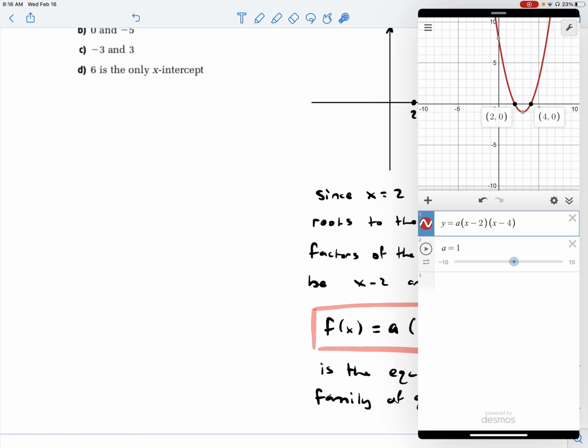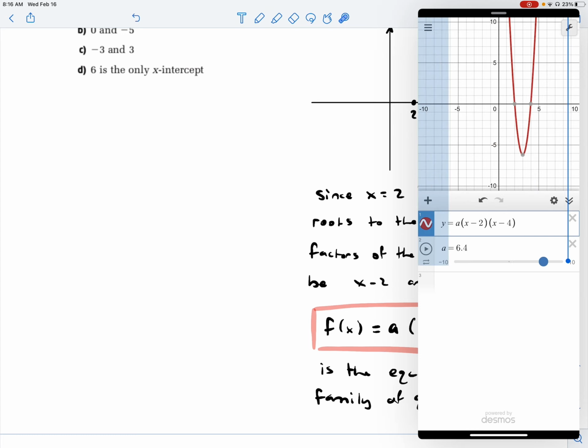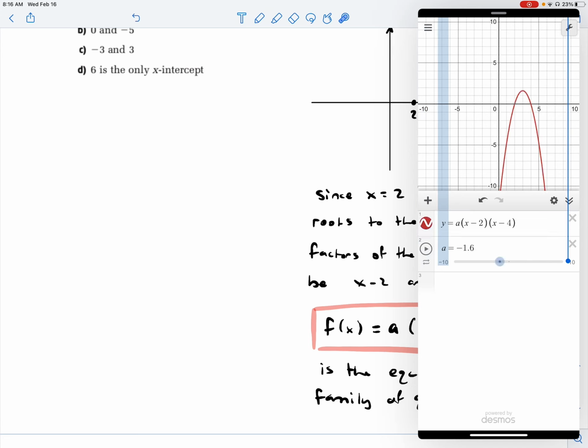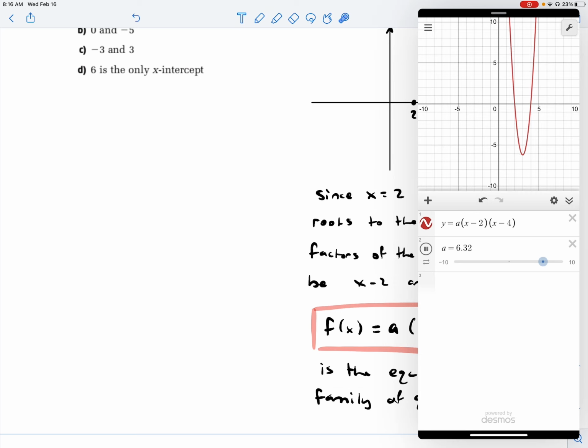Now, my value for A, as I move the slider, I'm changing the value of A. But notice these quadratics always pass through the same x-intercepts. So this is a collection of a family that passes through. Okay, I can also animate the slider if I hit the play button. Okay, and this is just going from negative 10 to 10. I could have A go from negative 100 to positive 100.